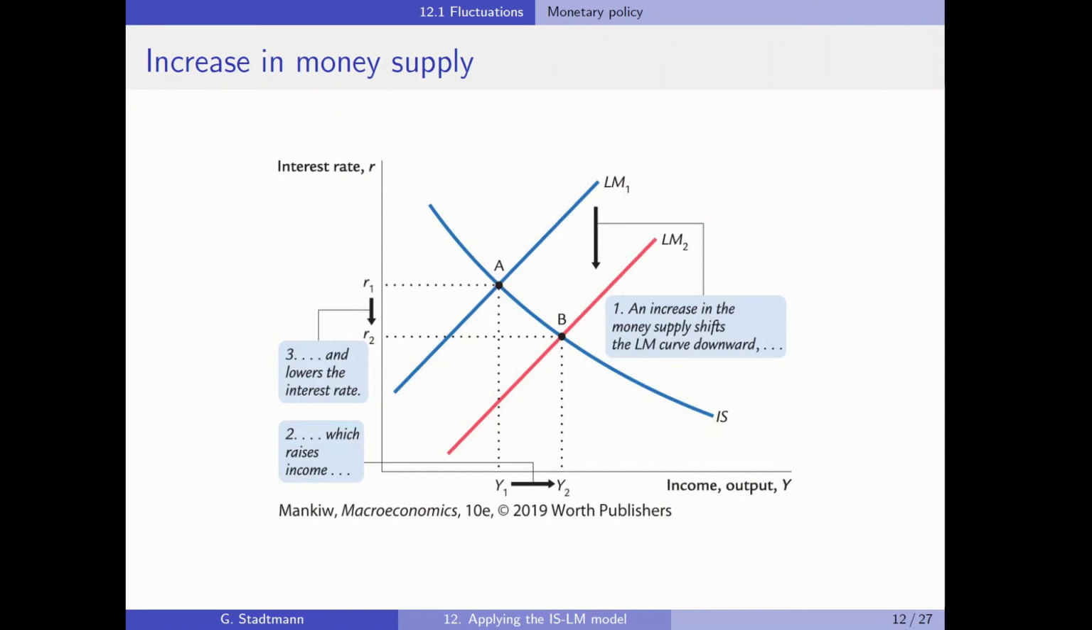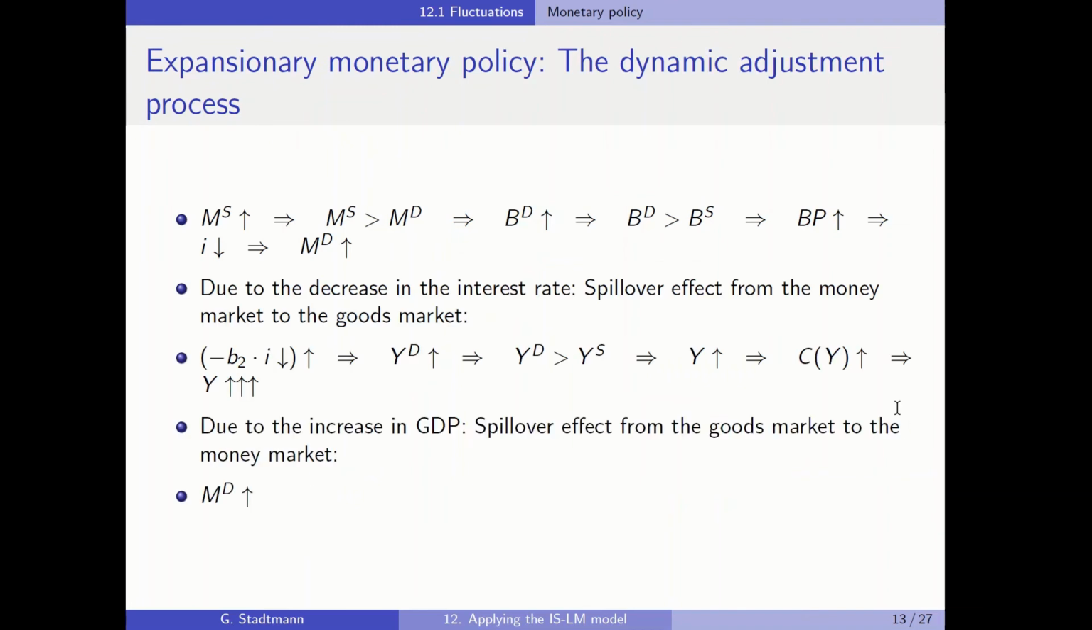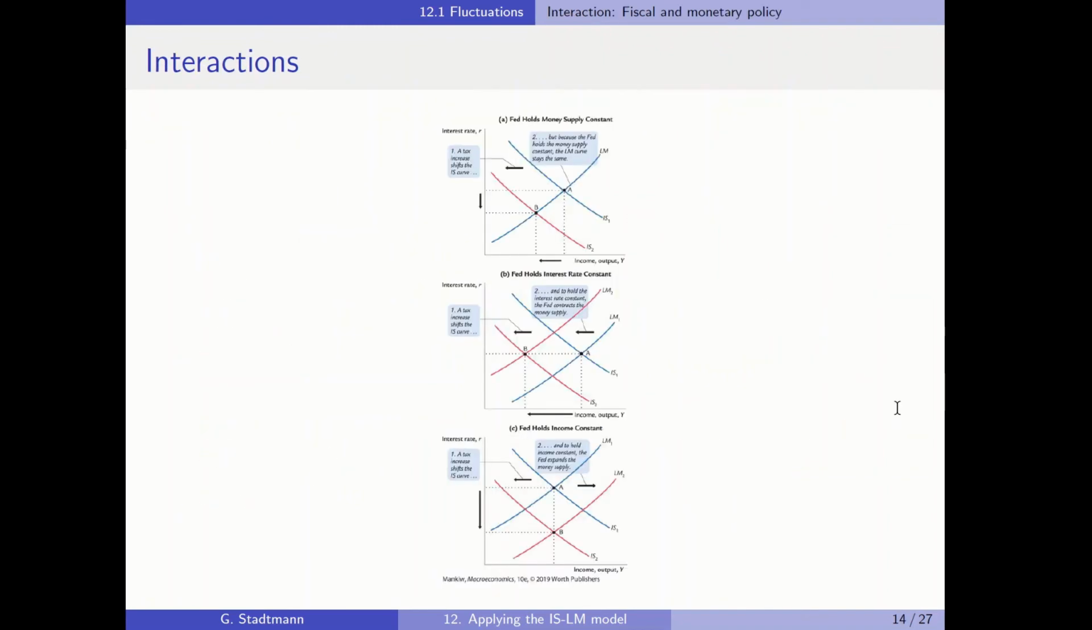But these two analyses had in common that we were looking at fiscal policy and monetary policy in isolation. What about when we look at the interplay between monetary policy and fiscal policy? What if we talk about the interactions between monetary and fiscal policy? In this graph, we have three different scenarios.